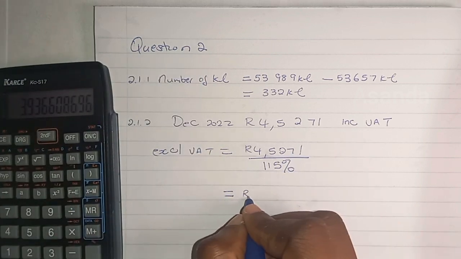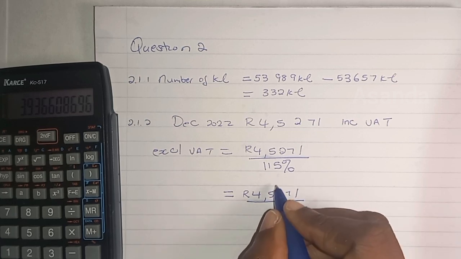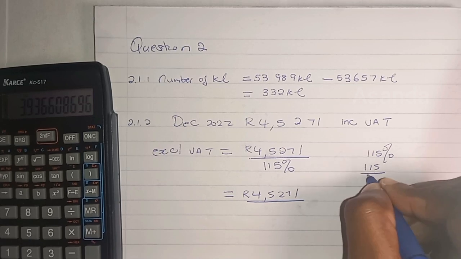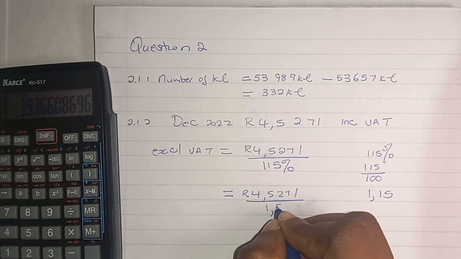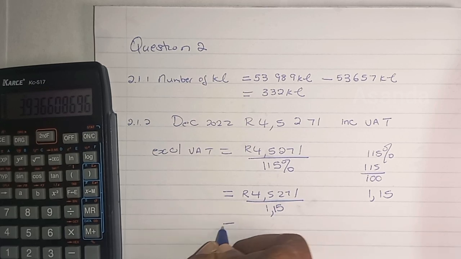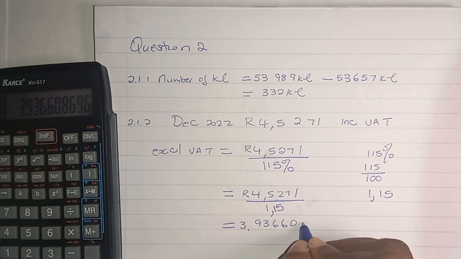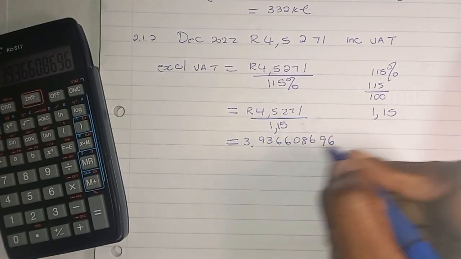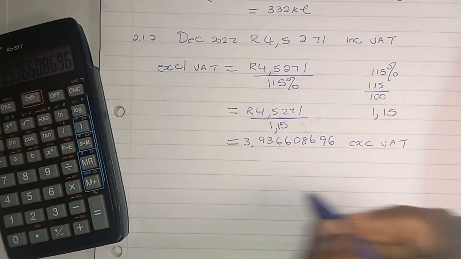Remember, a percentage can be written as a fraction, which means 115% is 115 over 100. 115 over 100 is 1.15. And therefore here we are actually dividing by 1.15, and that is 3,936.0869, and that is excluding VAT, right, for December 2022.